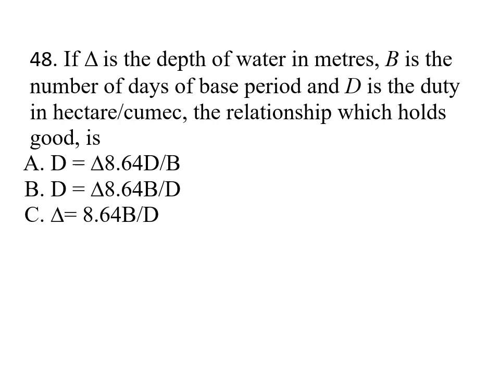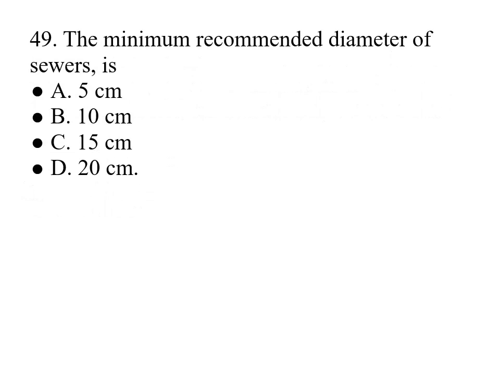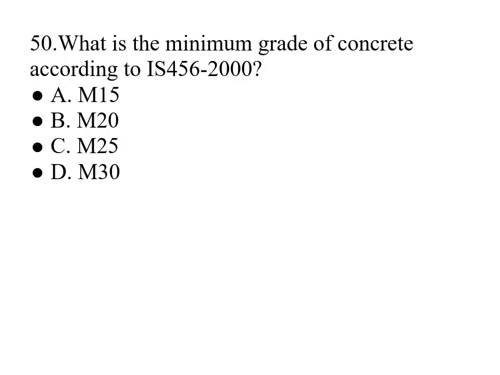That is option C. 49th question, the minimum recommended diameter of the sewers is. Option C is the answer, 15 centimeter. In 50th question, what is the minimum grade of concrete according to IS 456:2000? Option B is the answer, M20.